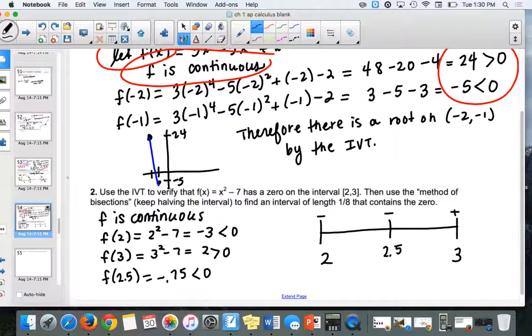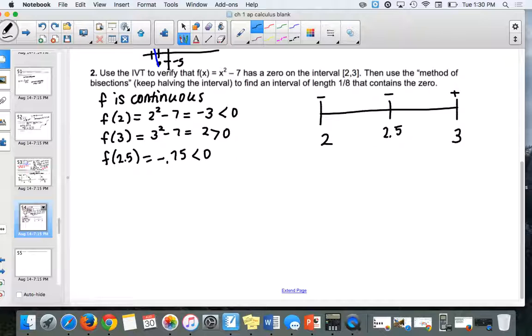So now where's it between? Between 2.5 and 3, right? So now we would do half of that, 2.75. So when I do 2.75, this is why I had it set up in my table, I get 0.5625. That is greater than 0, so that's positive. So now what are we between? 2.5 and 2.75. Is that an interval of length 1/8 yet? No, right now our interval is 0.25, 1/4. So we go one more time.